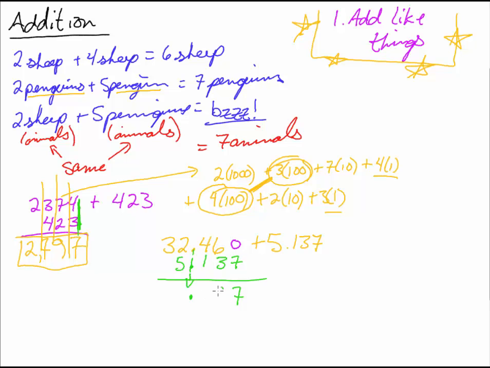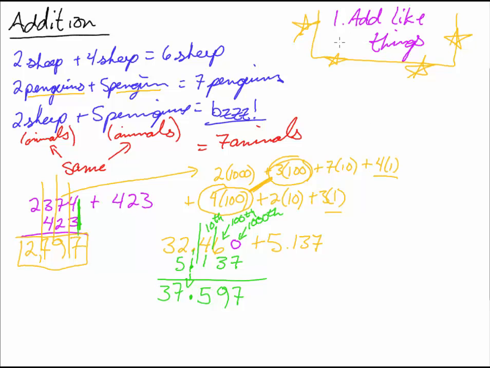6 plus 3, that's 9 hundredths. 4 tenths plus 1 tenth, that's 5 in the tenths column. Let me label these up here so we can see it. That's the tenths column, and this is the hundredths column. This is the thousandths column, and that's where we get to line up the decimal. And then the ones and the tens. 2 plus 5 is 7, and 3 plus 0 is 3.